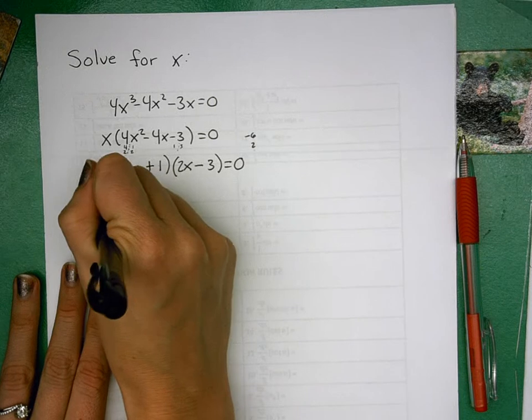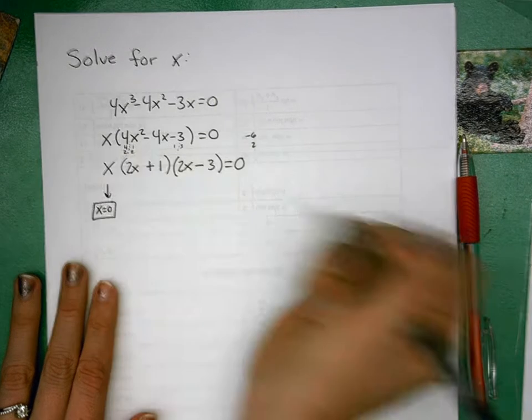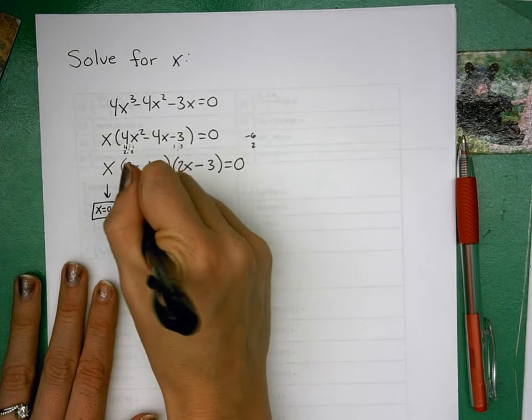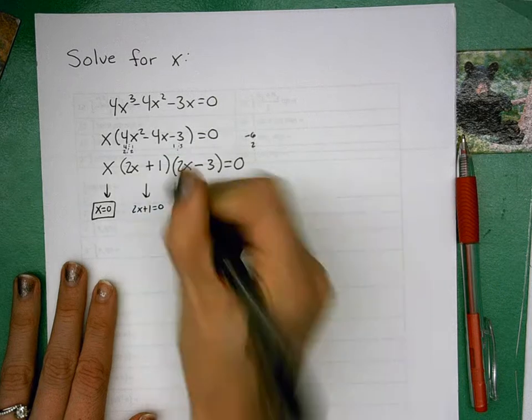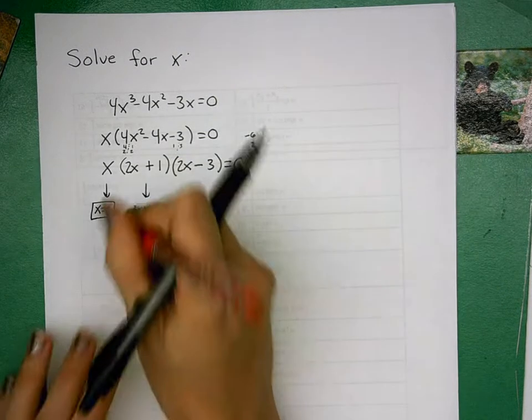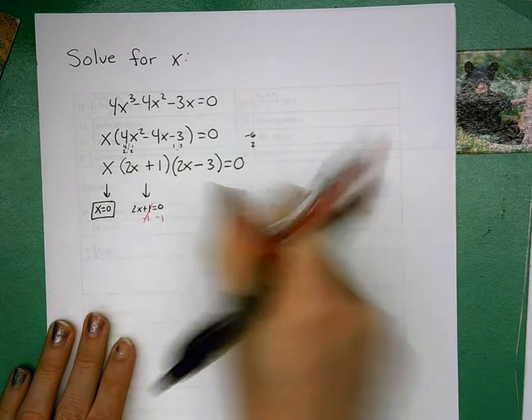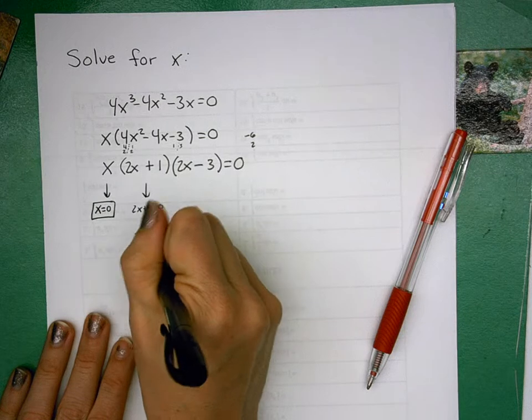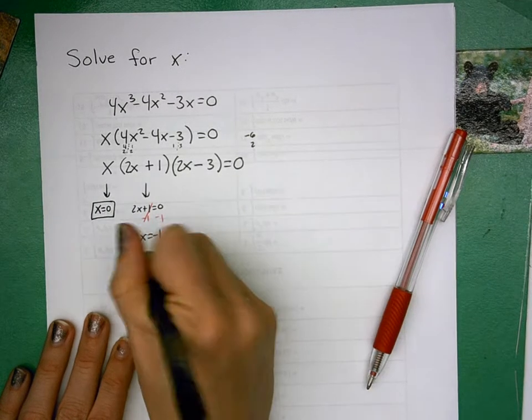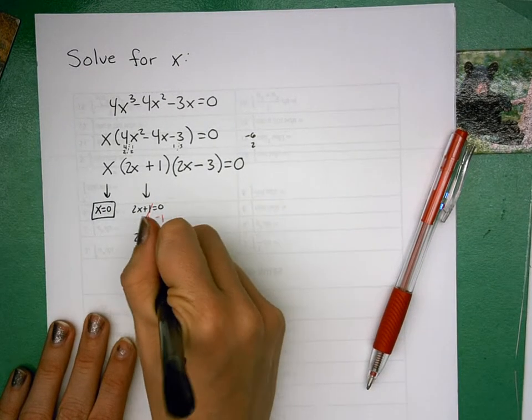So then we're going to solve. x equals 0. 2x plus 1 equals 0. Subtracting the 1 over, we have 2x equals negative 1. And dividing the 2, we get x equals negative 1/2.